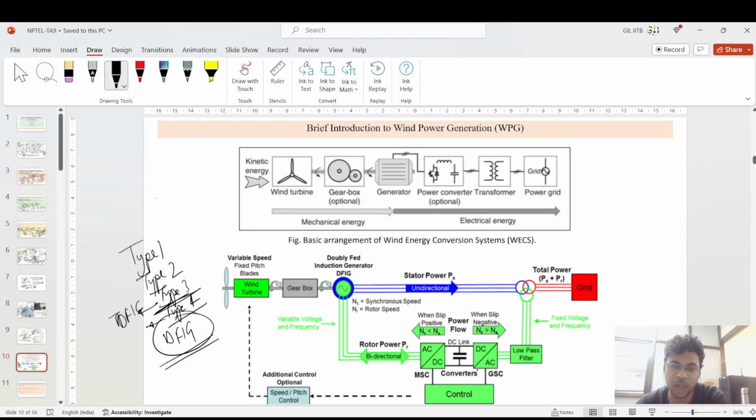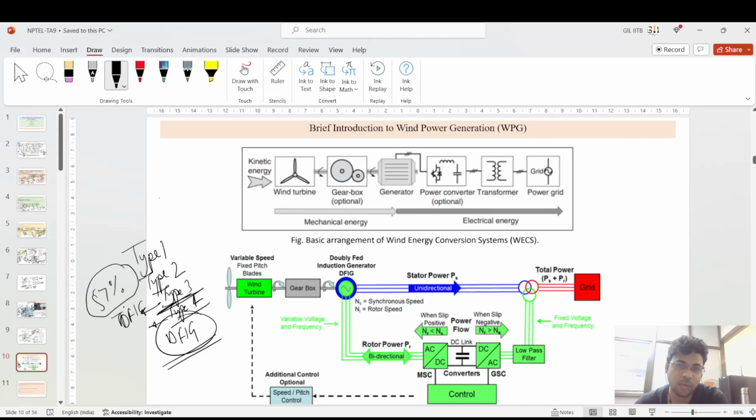And in type 4 you don't have this parallel section. The parallel section is not there. Only the one stage is directly connected to the grid. So there is no parallel action in type 4.